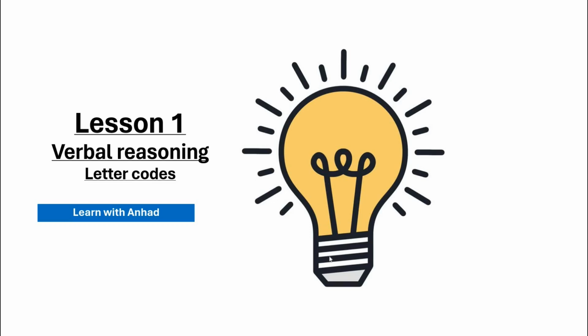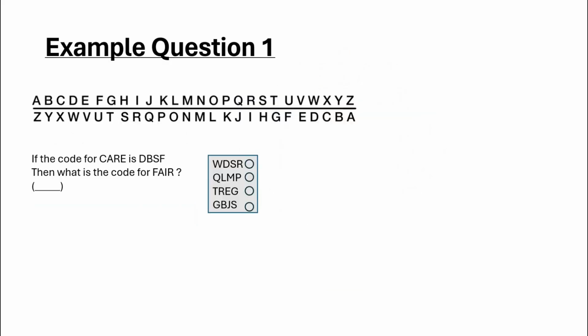Let's learn with Anhad. So today I'm going to go through verbal reasoning type 1, which is letter codes. So this is the alphabet written properly, and this is the alphabet written backwards. You don't need to worry about the backwards part just yet. So if the code for care is DBSF, then what is the code for fair?